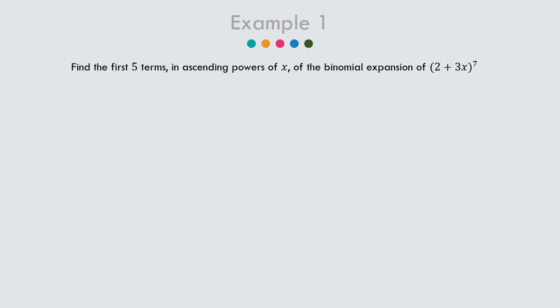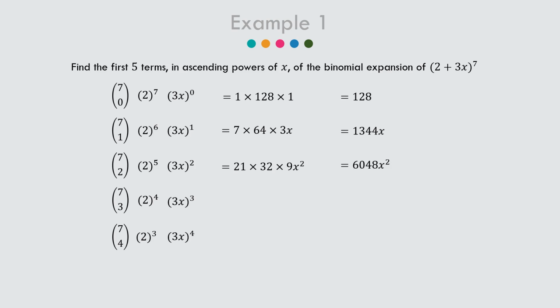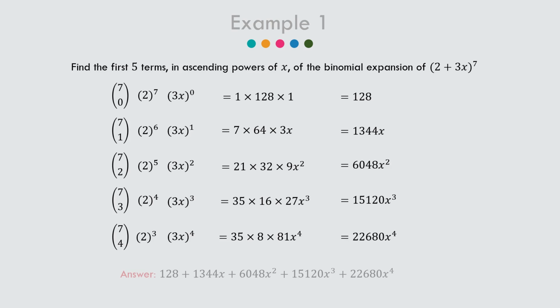First, we need to write out nCr for each row. Remember, we only need the first 5 rows. Then we take the first part inside the brackets and put that value to the power of 7, all the way down to 3. Next we take the second part inside the brackets and put that to the power of 0, all the way up to 4. Now use your calculator to find the binomial coefficient and multiply through the rows. Once you have done this for all the rows, we can put everything together for our final answer.